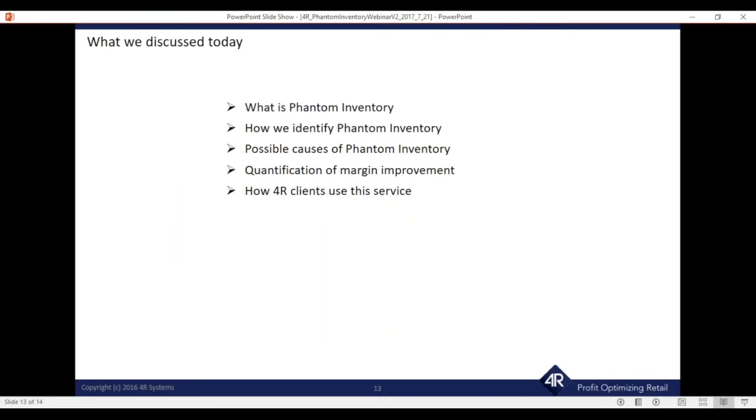So today we've discussed what phantom inventory is, how we identify phantom inventory, possible causes of phantom inventory, quantification of the margin improvement, and how our clients can use this service.